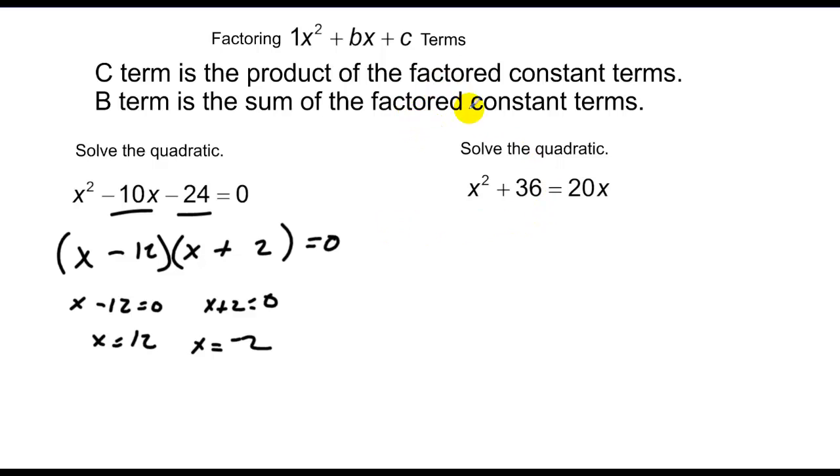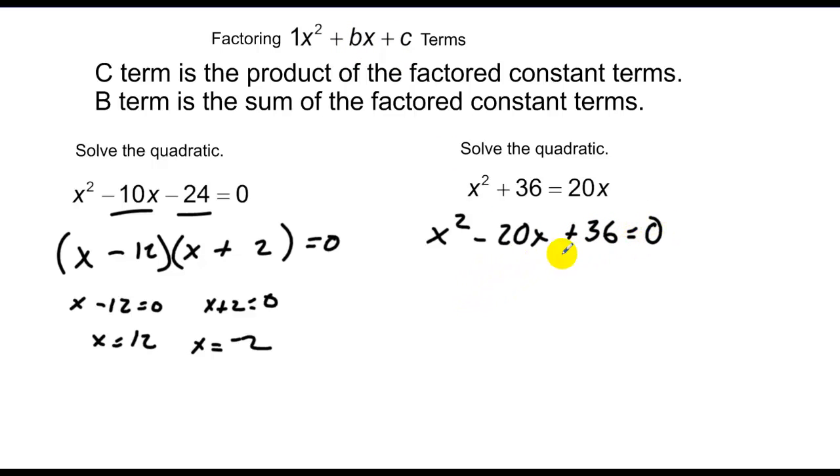Now, we want to solve this quadratic. However, it's in a different form. We don't have a side set equal to 0, so I want to do that and also rearrange it. So you'll see in this form we have a quadratic once again, but it's not set equal to 0. We always want to, if a quadratic is given to us and we're asked to solve it, set that quadratic equal to 0 and rearrange the terms so it's in x squared plus bx plus c form.